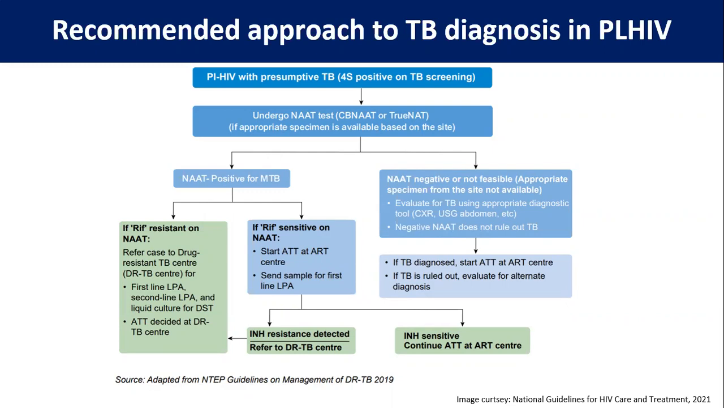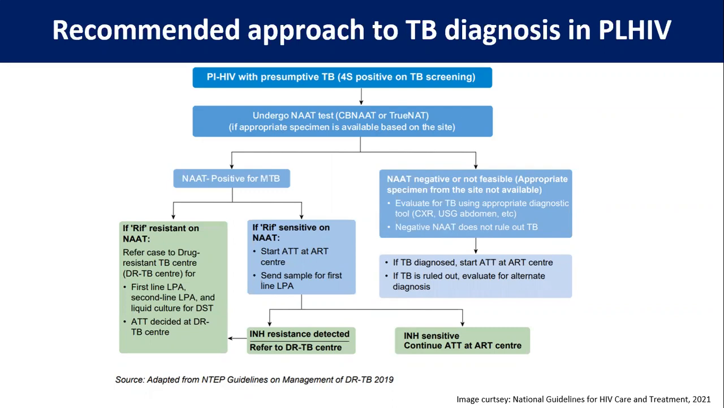and if the patient is having tuberculosis, whether it is sensitive to rifampicin or not. Now, if the patient is found to be rifampicin sensitive, then we start ATT in the ART center through the single window, and we provide 4 FDC. And simultaneously, we send a sample for first-line LPA to know whether the patient is having INH resistance or not.